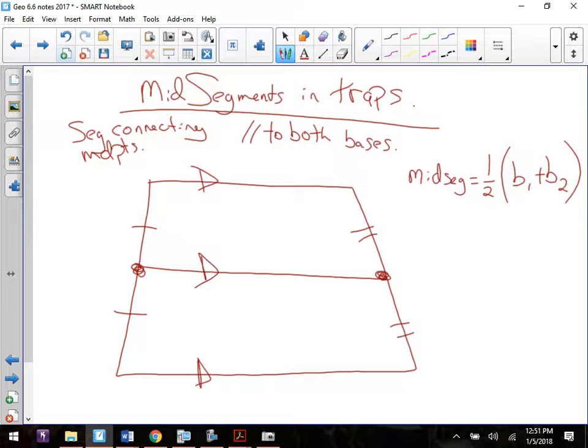Remember when we did mid-segments before, one of the things we talked about was that instead of taking half of something, sometimes you get ugly numbers. What would you do to get rid of the half? Yeah, you multiply the other side by 2. You multiply by the reciprocal. It's one way of getting rid of fractions.